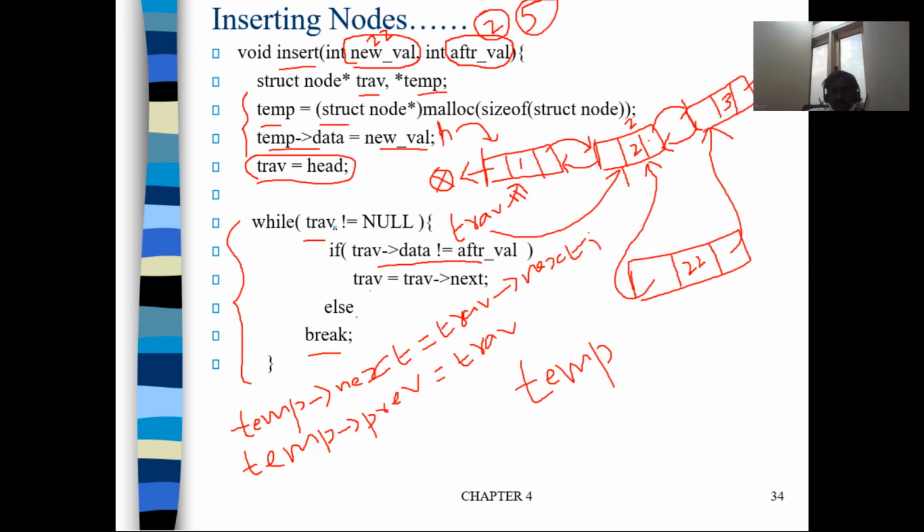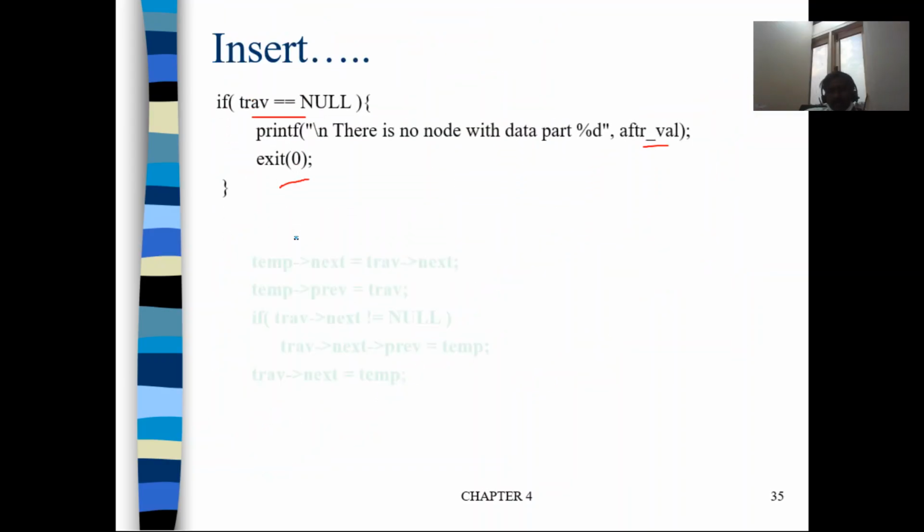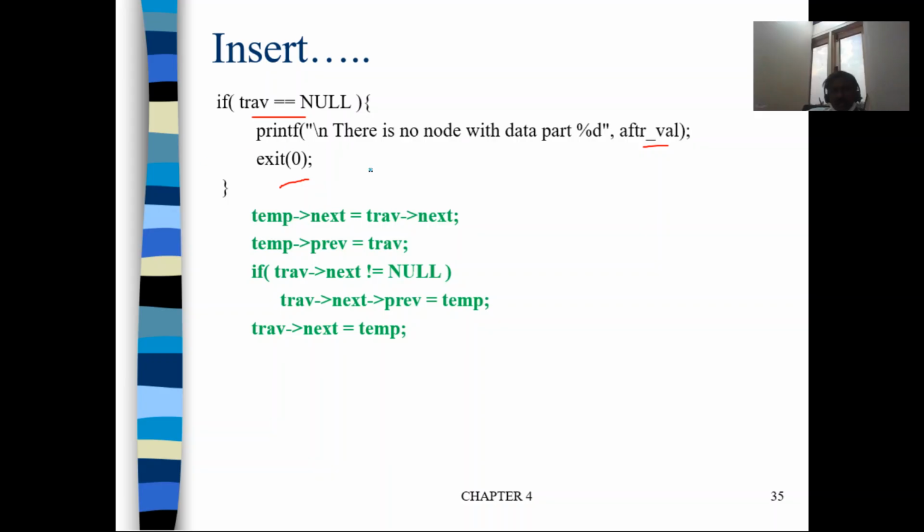Here we are walking through the while loop, which we have discussed, and this is the logic. temp->next = traverse->next, temp->previous = traverse. If traverse->next is not equal to null, then traverse->next->previous. So this part you should be clear.